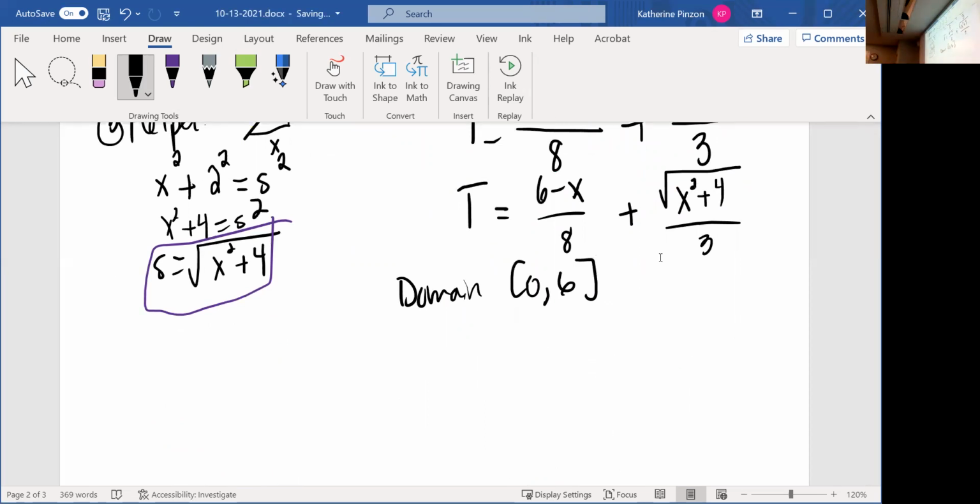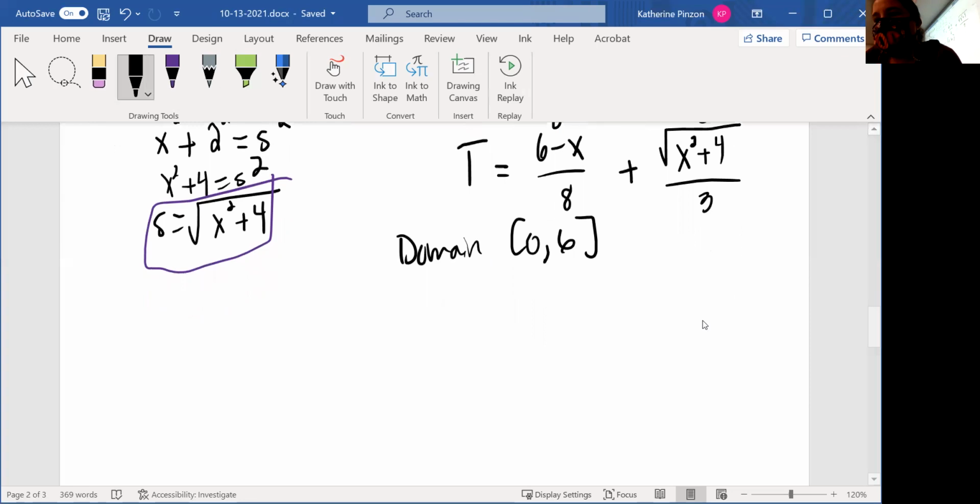Because what am I trying to do? I'm trying to find the minimum. I need the endpoints, right? When I find absolute minimums, I check my critical points and I check my endpoints. Okay, how do I find critical points? Find where the derivative is 0. All right, let's take the derivative of this guy. 4. I think that's 4. I can't remember.